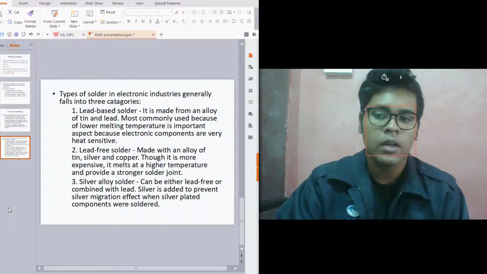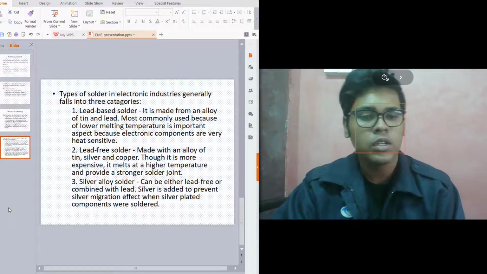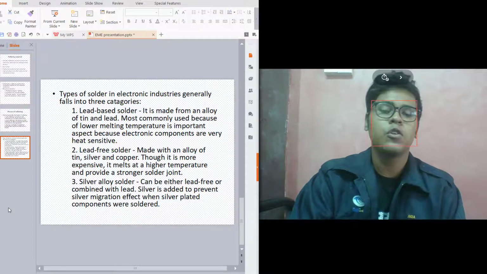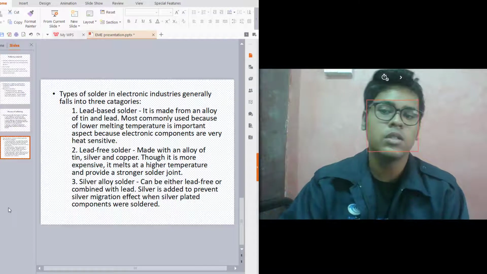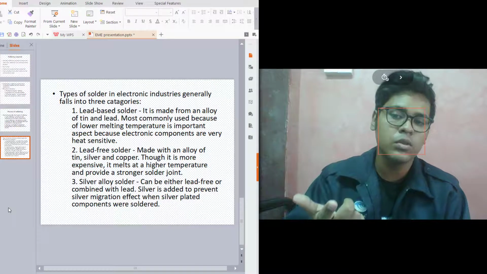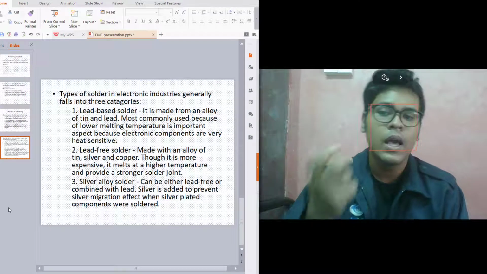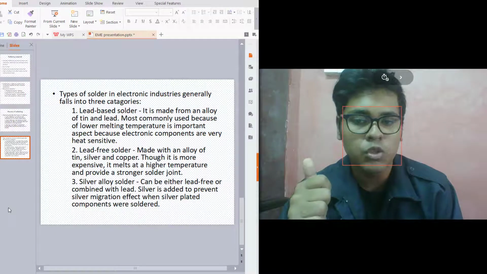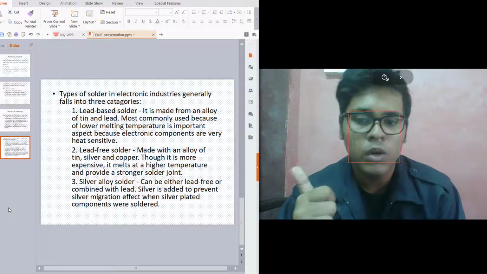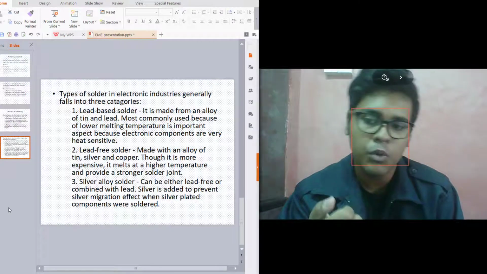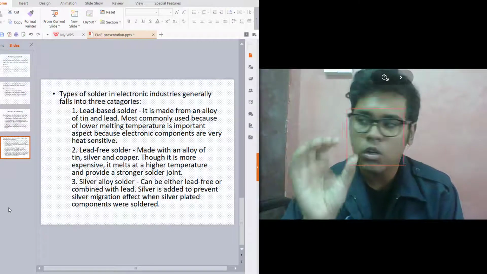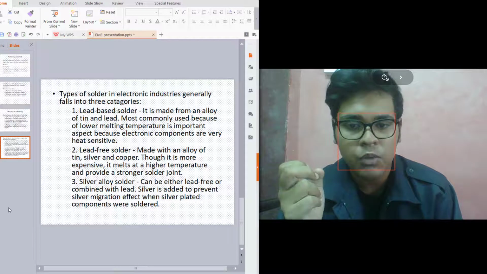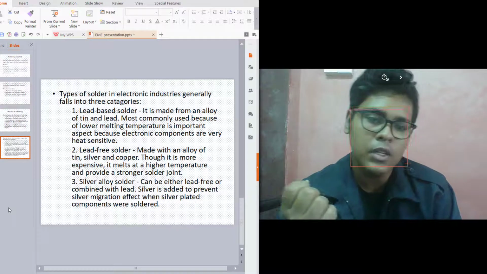Let's look at the process of soldering in electronic industries. In electronic industries, solder generally falls into three categories: lead-based solder, lead-free solder, and silver alloy solder. Lead-based solder uses an alloy of tin and lead. It is most commonly used because the lower melting temperature of the alloy is important, as electronic components are very heat sensitive. Lead-free solder is made with an alloy of tin, silver, or copper.